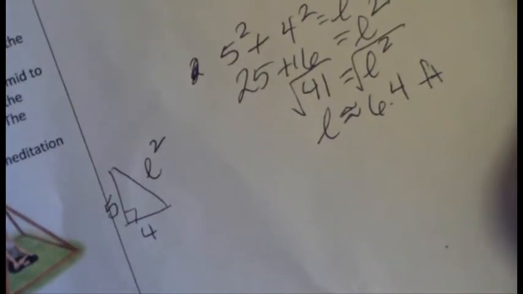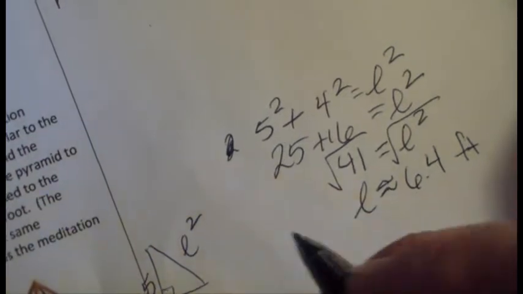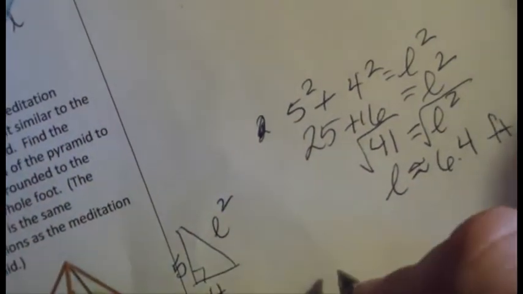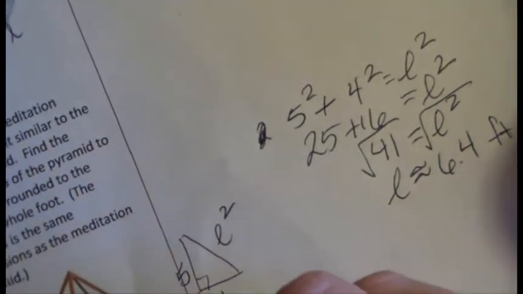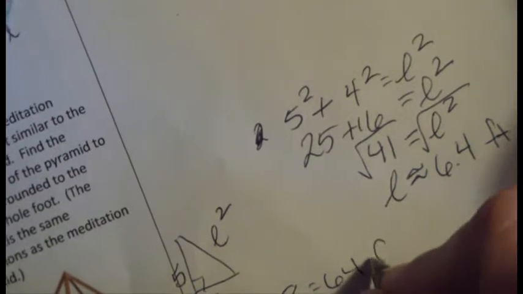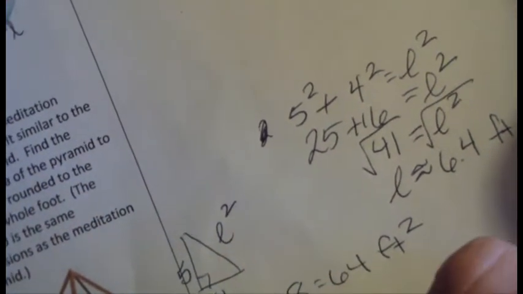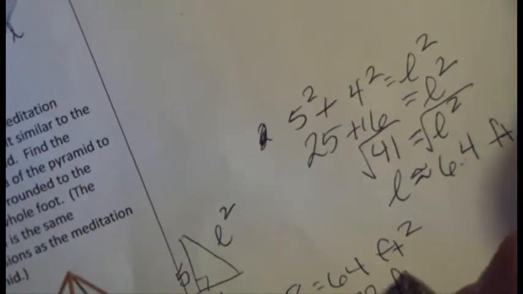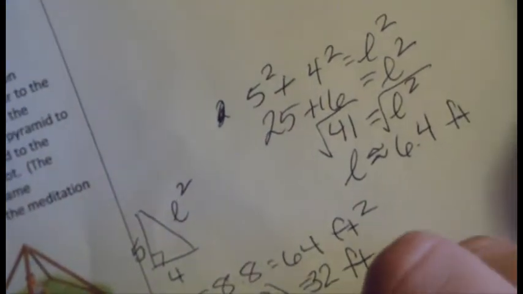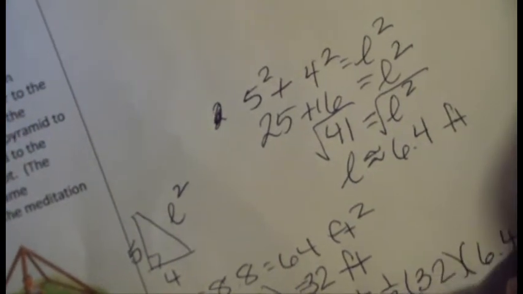All right, so if we're looking for the surface area of the pyramid, remember that's base area, which is a square, so 8 feet times 8 feet is our base area. And then we need our perimeter, which is 4 times 8, which is 32 feet. And we've got our slant height. So our formula is base area plus 1/2 perimeter times the slant height.